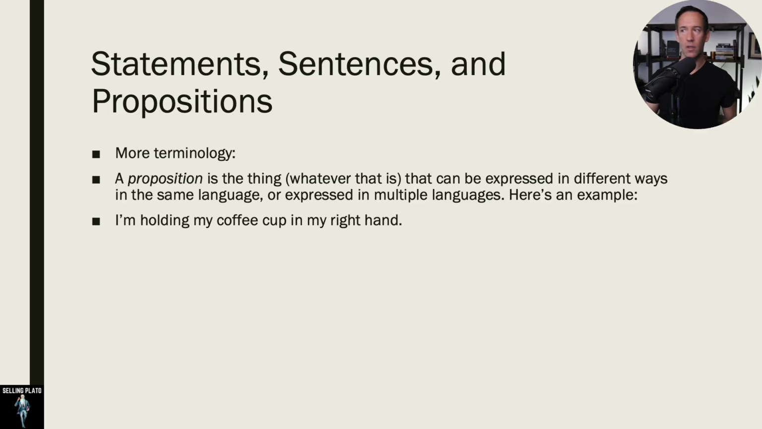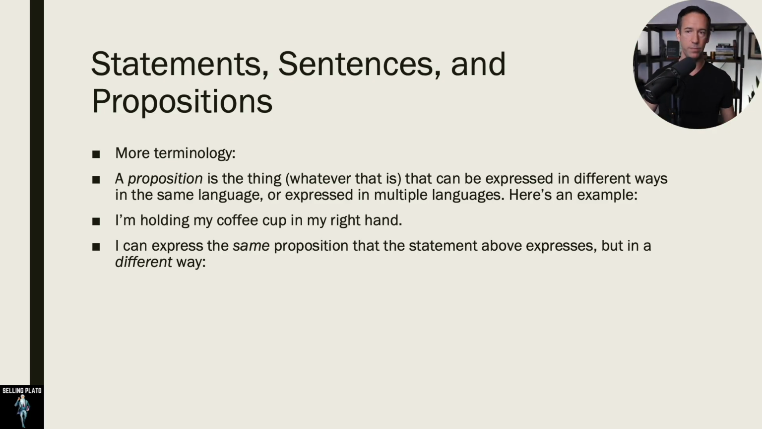Okay, so here's an example. I'm holding my coffee cup in my right hand. That's an example of a statement, just like "the cat is on the mat" that we looked at before. And right now it's false, right? Because reality doesn't reflect that that's the case. Okay, so now it's true. Now it's true. All right. Okay, I'm holding my coffee cup in my right hand.